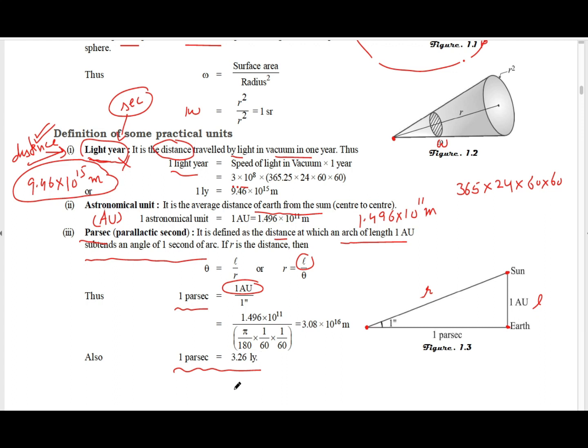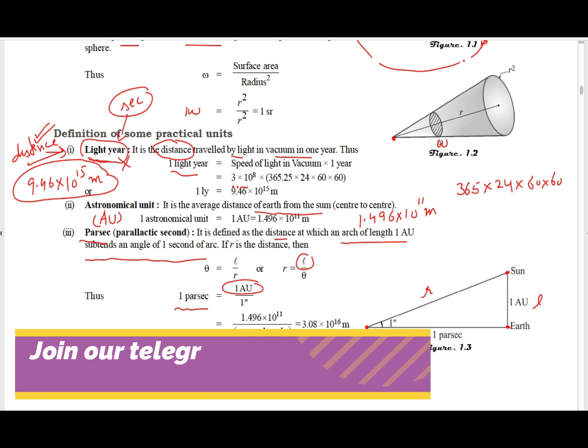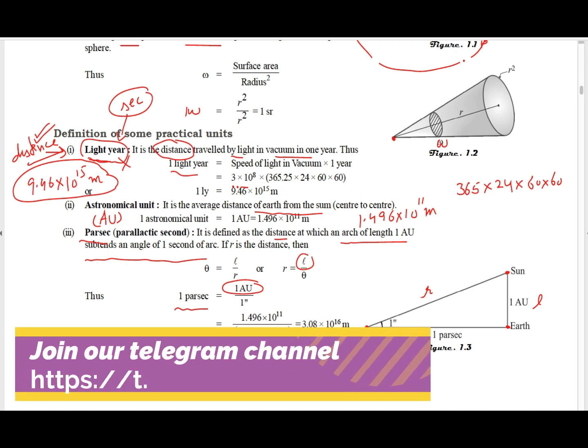3.26 light year. So 1 parsec is equal to 3.26 light year.